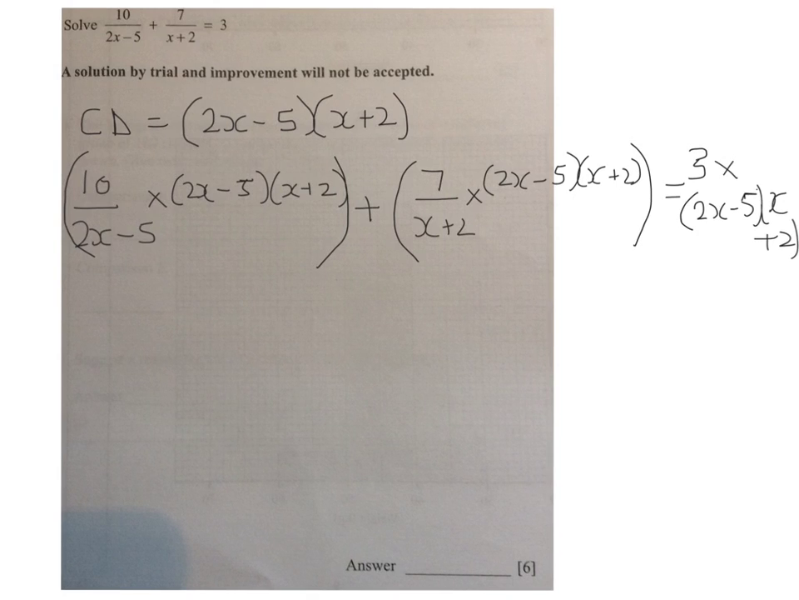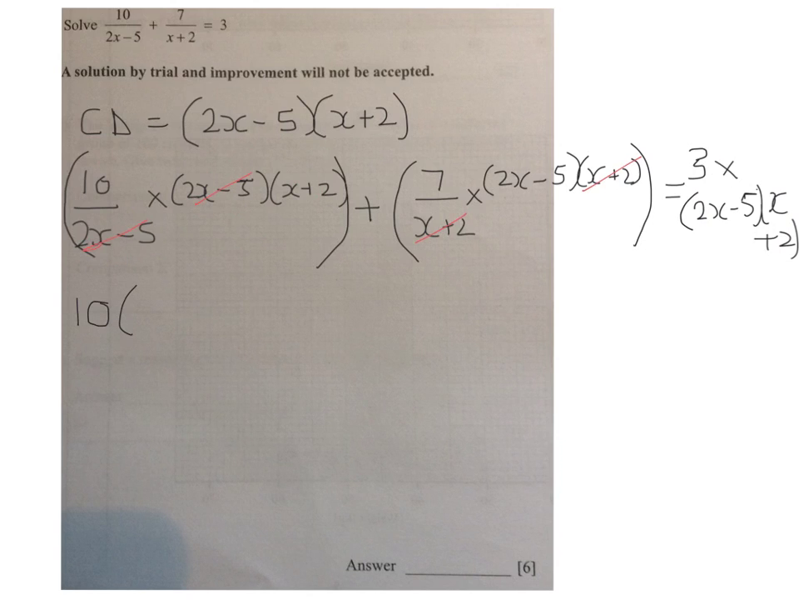So you can see that the 2x minus 5 will divide into the 2x minus 5 here to leave you with 10 times x plus 2. The x plus 2 will divide into the x plus 2 here to leave you with 7 upon 2x minus 5, and then this all just needs multiplied out. So what we get is this. Division here and a division here. A division here with the x plus 2. So we get the following.